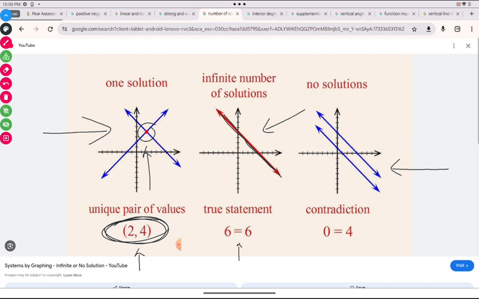If it has one solution, it will have one point. If both sides of your equation are equal, then it is infinitely many solutions. And if one side is not equal to the other side, actually one number or constant is not equal to the other, then it is no solution, because as you can see here, that would be a contradiction.